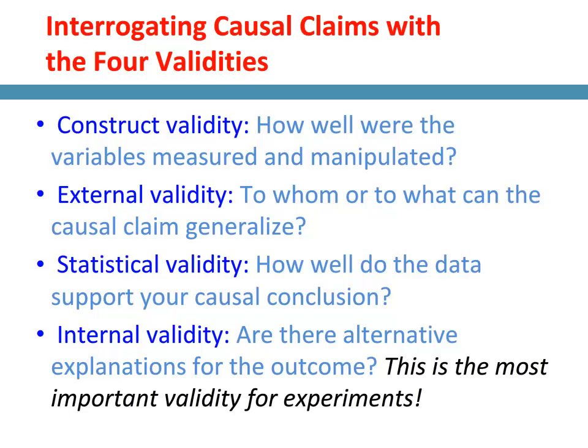Statistical validity, how well do the data support your causal conclusion? So maybe you're claiming some kind of, one thing leads to another, but then your effect size is really, really, really small. That's a problem. Maybe your p-value is too high, so you have to look for all of those things when you're evaluating these causal claims. And then internal validity. Are there alternative explanations for the outcome? This is probably the most important validity for experiments. So you're saying one thing causes another. You need to look for any alternative explanation.